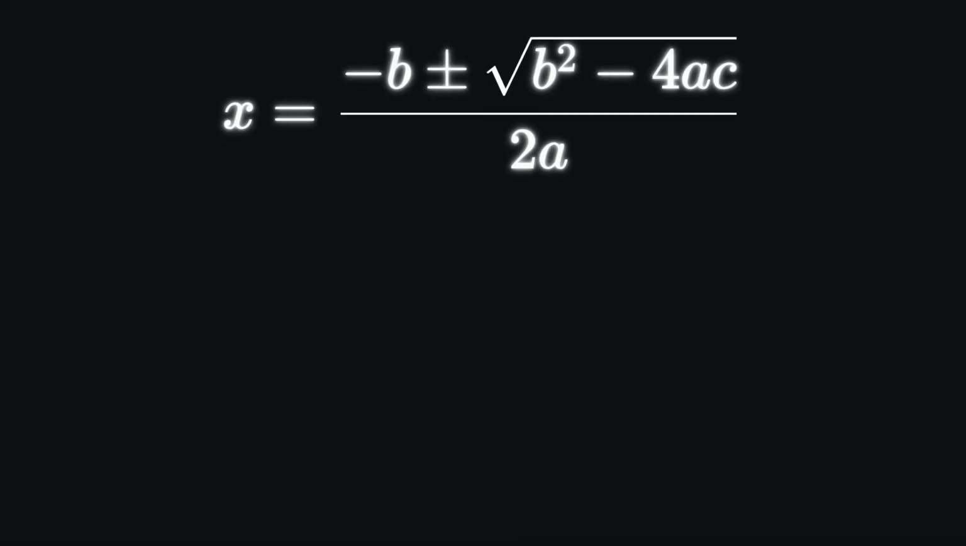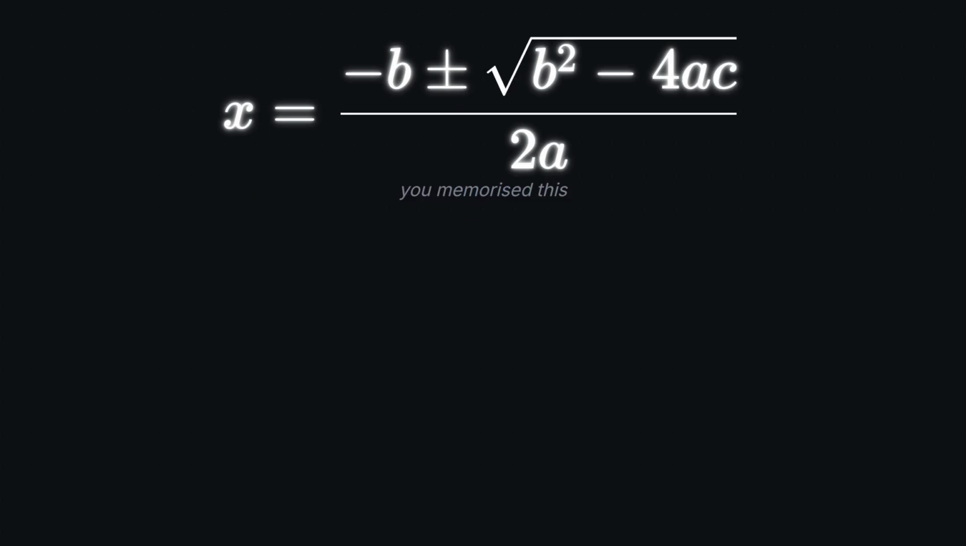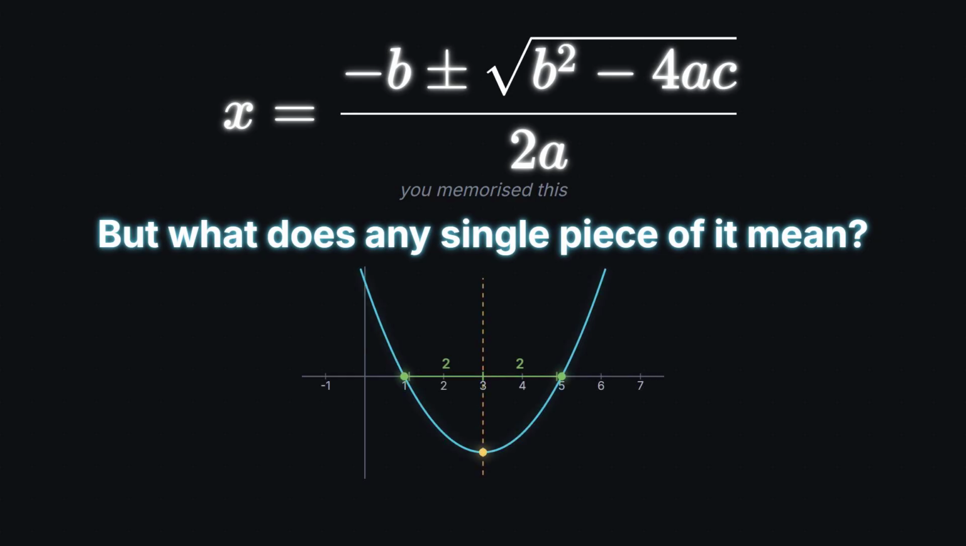Minus b plus or minus the square root of b squared minus 4ac all over 2a. You probably memorized that. Maybe you can still recite it. But can you say what any single piece of it means? Here is the claim of this video. That is not a formula. It is a set of directions for finding your way around one curve. And once you have seen the curve, you will not need to remember it. You will be able to rebuild it in about 10 seconds.